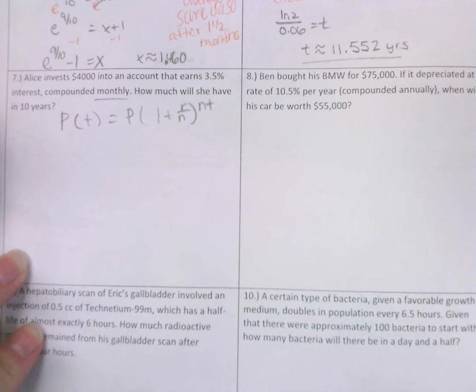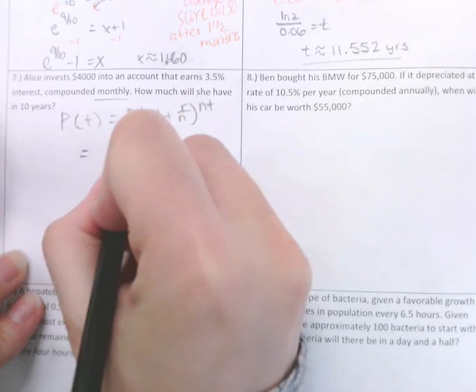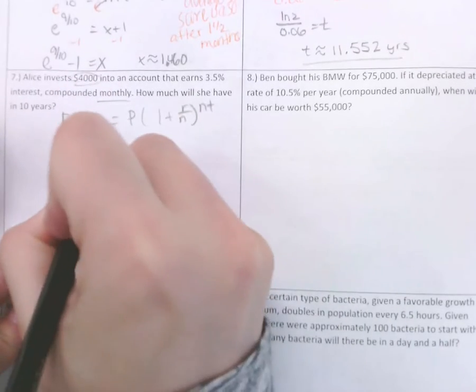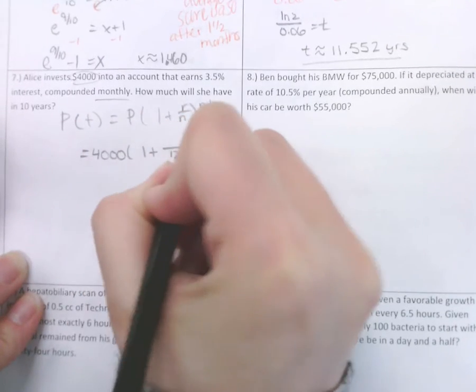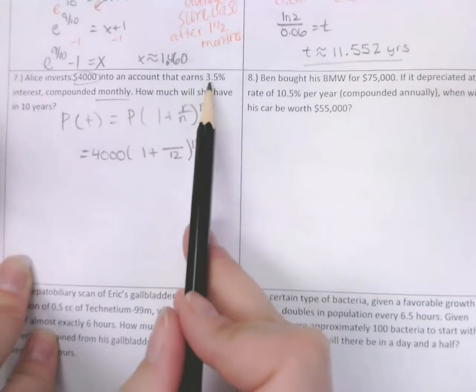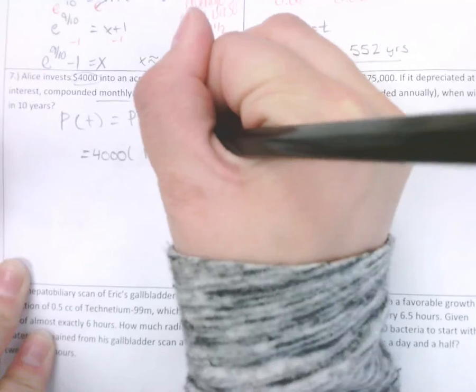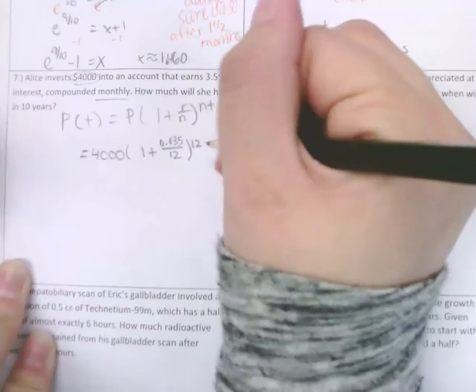If it says annually, it's once. If it says quarterly, it's 4. Semi-annually is 2. You get me? Okay. So we know the n. We also know the principal is $4,000. We know the rate is 3.5%. We're going to write that as a decimal, 0.035. And we know time is 10.